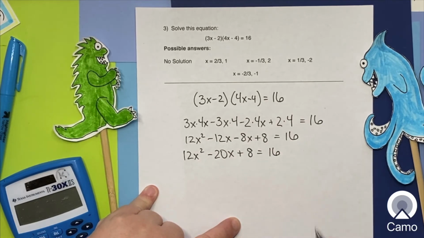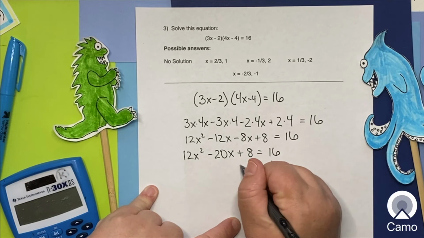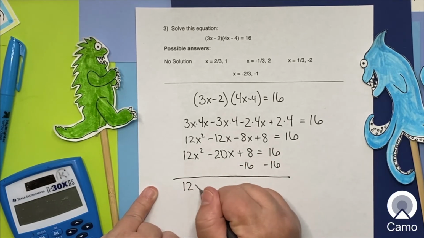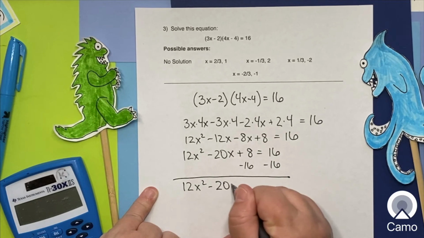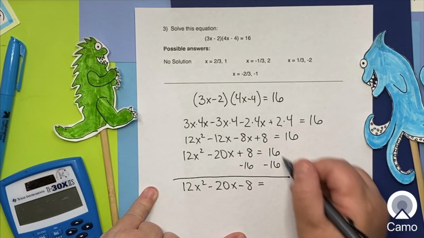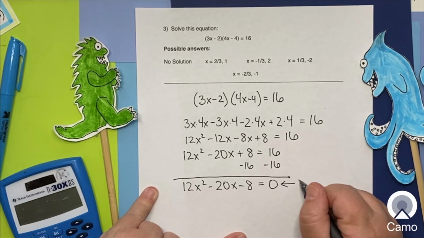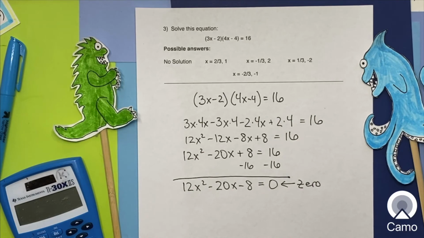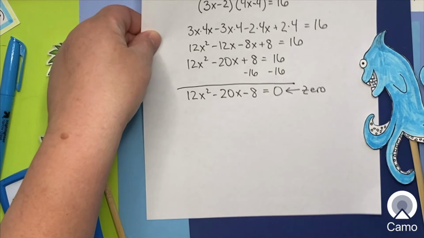And then I've got to go one more step, subtract 16 from both sides, so that I end up with 12x squared minus 20x, 8 minus 16 is minus 8, equals 0. And it's very important that I have 0 on one side of the equation. Woohoo! Yay!